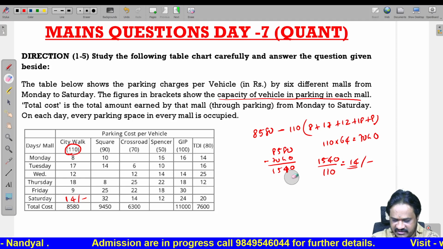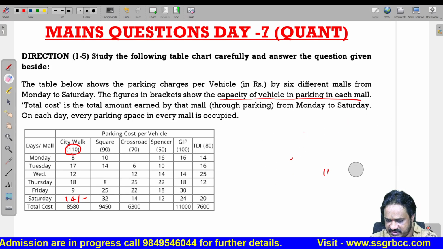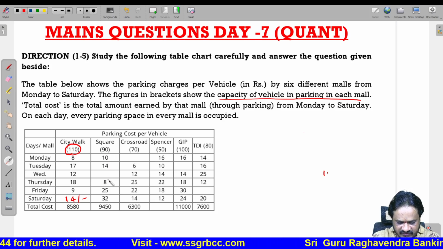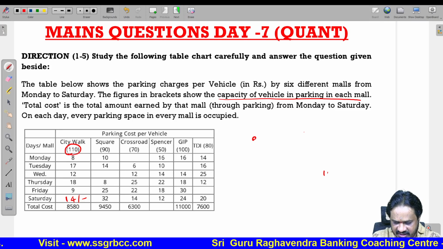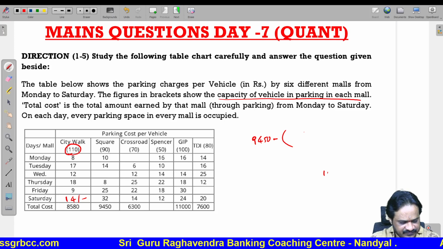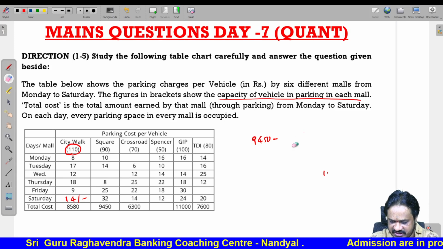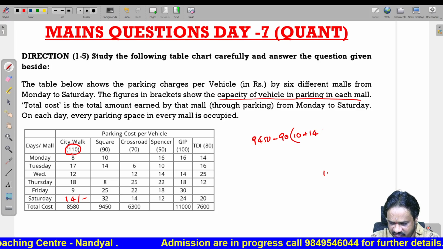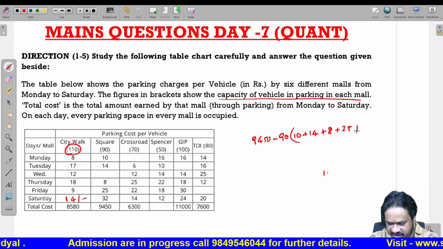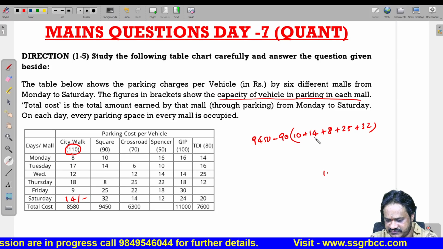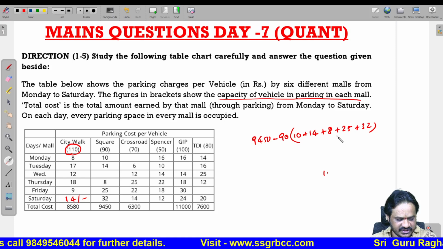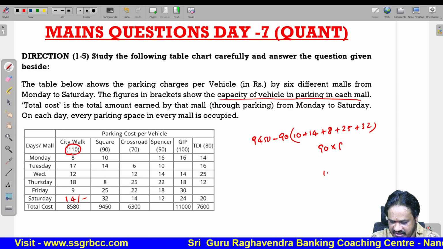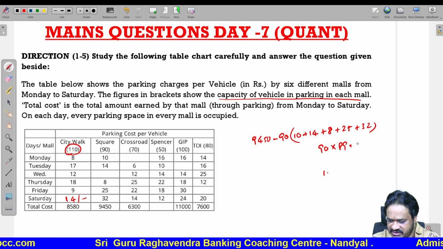Now, let us take the next one, that is Square Mall. In Square Mall, see 10, 14, 8, 25, 32. Similarly, same method, 9,450 minus. How many vehicles are there? Totally 90. Total parking slot available for 90. So, 10 plus 14 plus, that blank value is missing, 8, 25, 32. Now, if you do the total, 10 plus 14, 24, 32, 32 plus 25, 57, and it is totally, we will get 89. It is 90 into 89. 90 into 89, we will get 8,010.